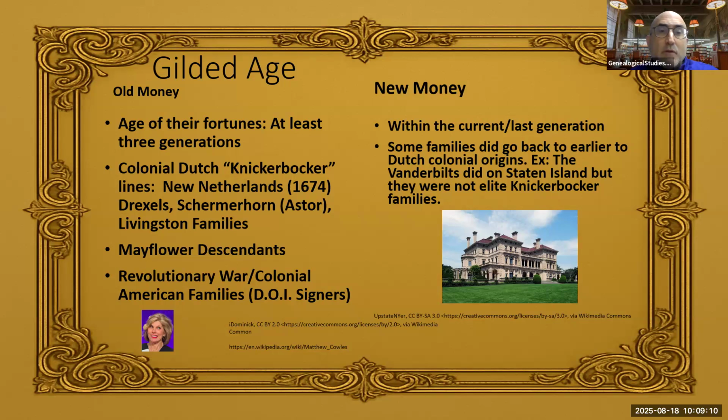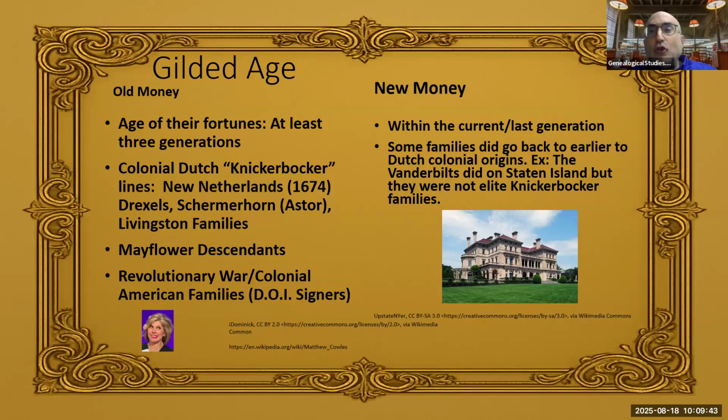Now, some of the well-known families are the Drexels, the Schermerhorns, which was Mrs. Astor's maiden name, and the Livingston families. Now, the Livingstons are a very interesting family because in addition to being old New York Knickerbockers, they married with Mayflower descendants. They have Revolutionary War members of the family. They're very prominent, married with colonial American families. Some of the Gilded Age, they had ancestors who signed the Declaration of Independence.